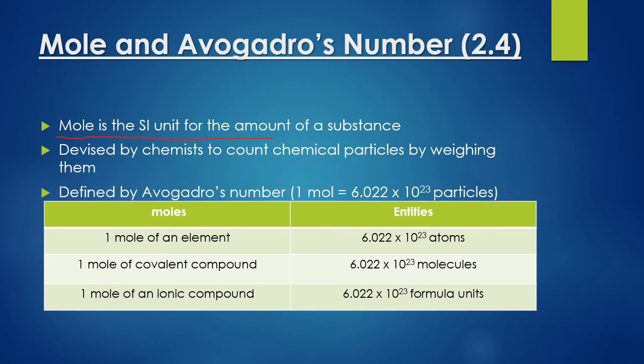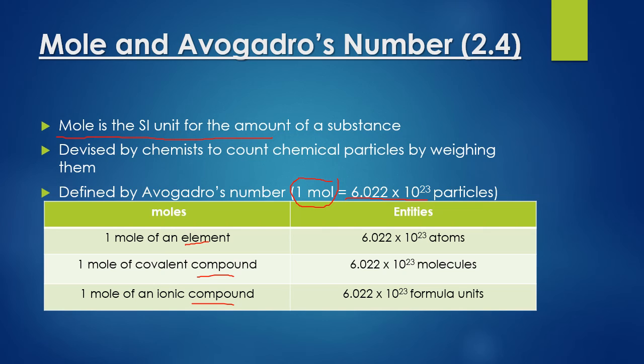This mole amount was devised by chemists so that they could count chemical particles simply by weighing them. And we define the mole using Avogadro's number. Avogadro's number is 6.022 times 10 to the 23rd. So if we have 1 mole of a substance, any substance, it could be an element, a covalent compound, or an ionic compound, in that 1 mole there are going to be 6.022 times 10 to the 23rd particles.